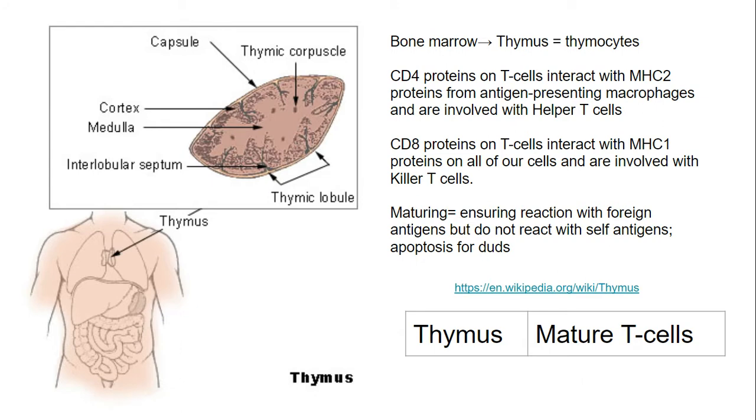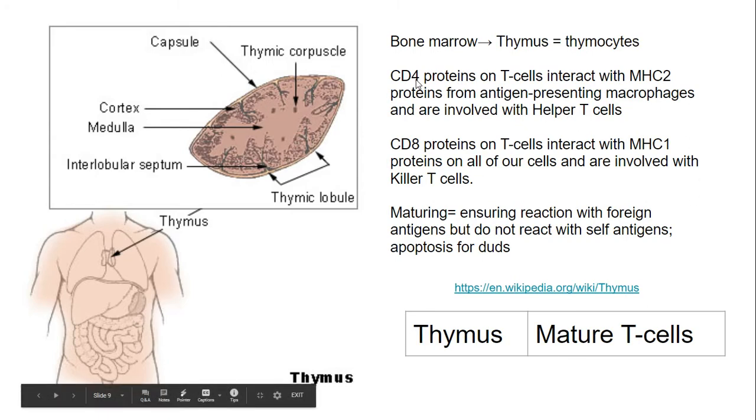Again, our bone marrow is where all of these lymphocytes originate from, and all the different white blood cells are leukocytes. But we also have this thymus, and the thymus is kind of unique in that it shrinks over time, but it's really important. The general function is that it matures T cells. We have helper T cells and we have killer T cells.